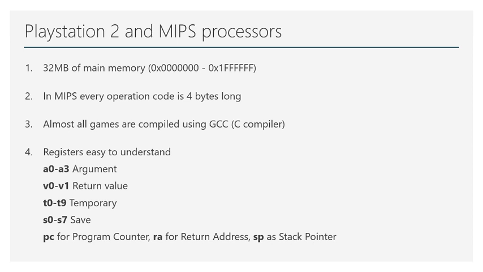So, back on what I was saying, 32 megabytes of main memory. So that's the range of memory that PlayStation 2 uses. In MIPS, every operation code or opcode is 4 bytes long. For example, with ARM or x86, every opcode has a dynamic length. With MIPS, it's 4 bytes long, so everything is aligned and there are no problems reading that. So it's extremely simple to understand.